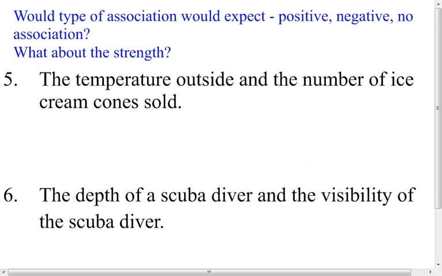Okay, the next one, the temperature outside. So as the temperature goes up, as it gets hotter, the number of ice cream cones sold also goes up. So again, this is a positive association. But I'd say this is not really well correlated. There is a lot of people that like to eat a lot of ice cream in the winter and vice versa, okay? So I would say this is a pretty weak relationship.